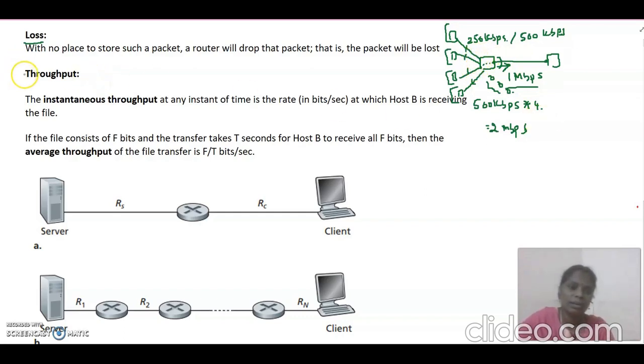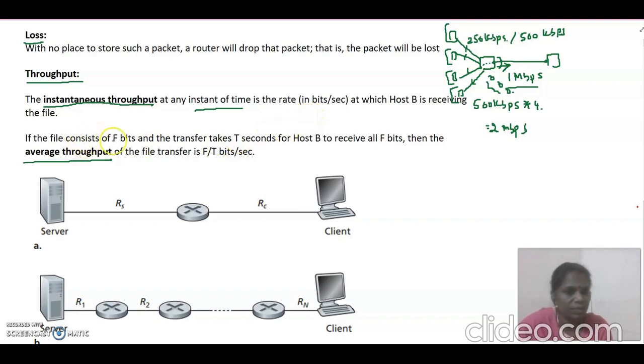Next, the further metric is known as throughput. Throughput we can classify into two types. One is instantaneous throughput, another one is average throughput. At a particular instant of time, what is the rate at which host B receives the file? For example, if it receives the file at the rate of 1 megabyte per second, then that is the throughput. So throughput is in terms of bits per second.